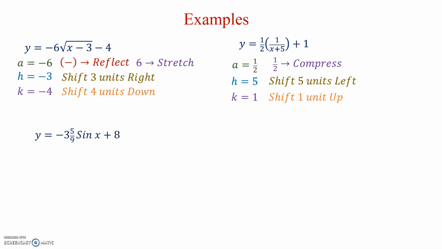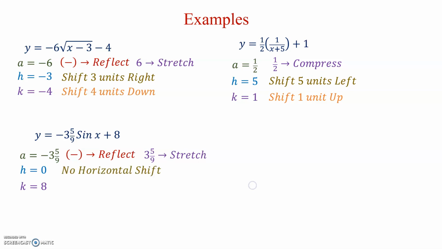A couple more examples. All right, we have an A. It's -3 5/9. There is no H because there's no grouping symbol. And the K is 8. So the A, the negative, tells us to reflect. The 3 5/9 is a number larger than 1, so there's a stretch. Because there's no H, no horizontal shift, and of course the K will make it move up 8 units.